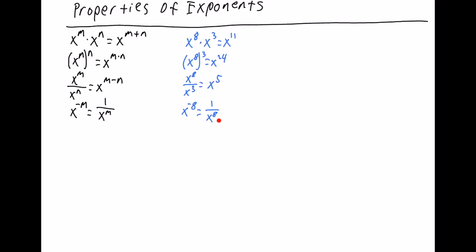And just a note, back with the dividing, if the bigger number is on bottom instead of on top, so if you do the subtraction and instead it's 3's on top and 8's on bottom, that would give you x to the negative 5, which would be 1 over x to the 5. So whenever you do division, you want to make sure that if the bottom exponent is bigger, then that stays on bottom.